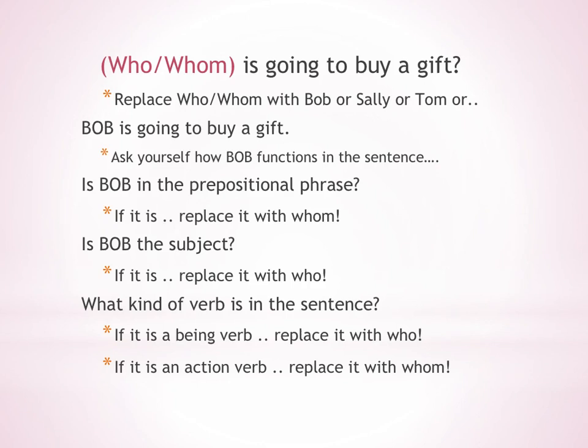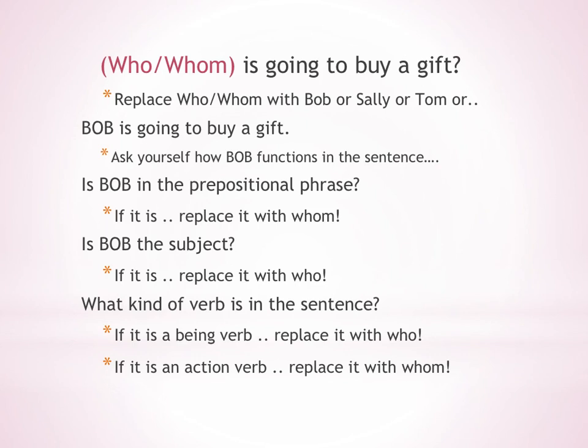Now, I want you to follow the same order of operations, but before you can do that, if the sentence reads, who or whom is going to buy a gift, you must turn the question into a statement in order for it to work the way that I've taught you. So replace who or whom with Bob or Sally or Tom or Cliff or whomever you would like. So notice I wrote here, Bob is going to buy a gift. Ask yourself how Bob functions in the sentence.